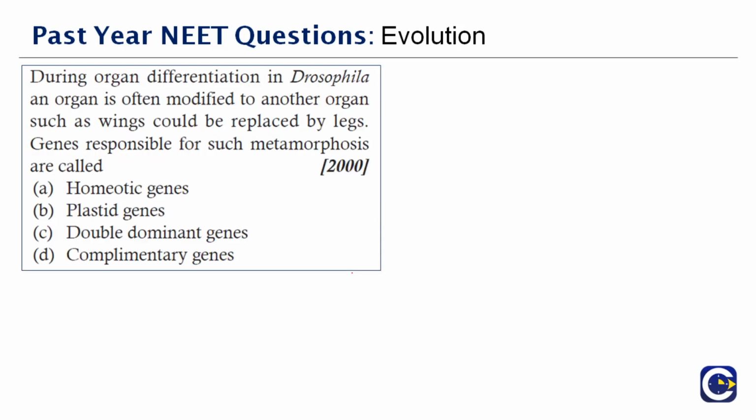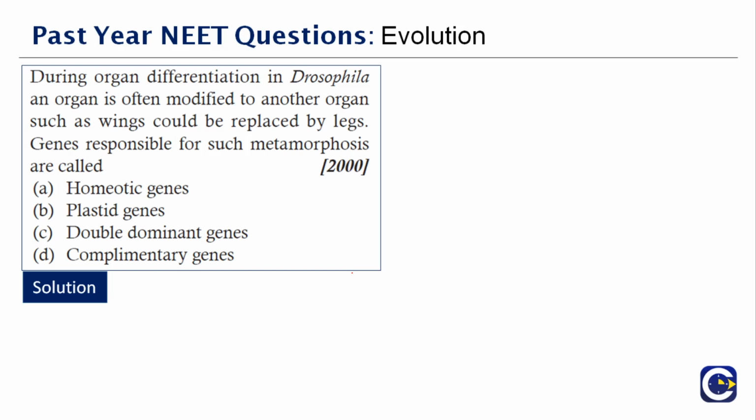Next question here. During organ differentiation in Drosophila, an organ is often modified to another organ, such as wings could be replaced by legs. Genes responsible for such metamorphosis are called as dash, and this question was asked in the year 2000. Very easy question. Just analyze the options and see. What do you think will be the answer here? The answer is homeotic genes.